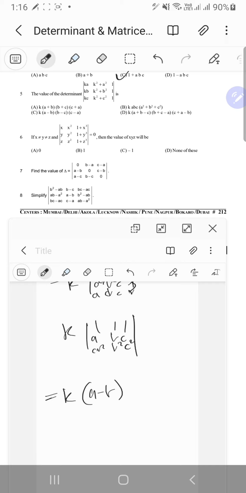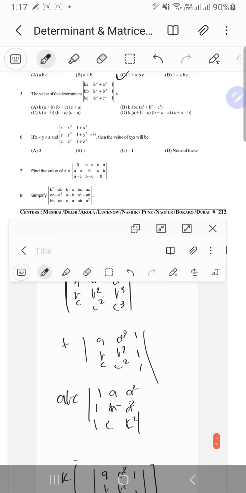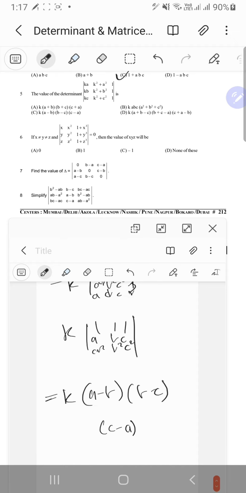Cool. So taking it as a function of b, you will also have b minus c as a factor, and b minus a is also a factor. And then taking it as a function of c, you will have c minus a as a factor. Cool. That's nice. Fine. And if we take some multiple of that, what will that multiple be?